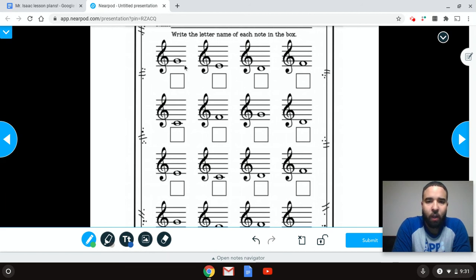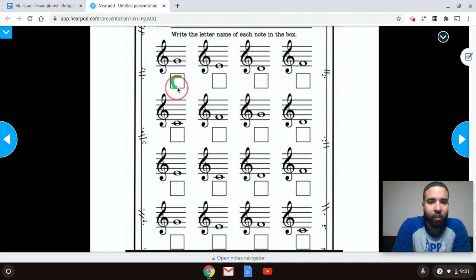I'll just do G. So if we have our lines, we're looking for lines and spaces here. We're going with lines in the first one. Every good, from bottom to top. We always start with every, bottom to top. Every good. Second space, our letter is G, so we're going to put a G.